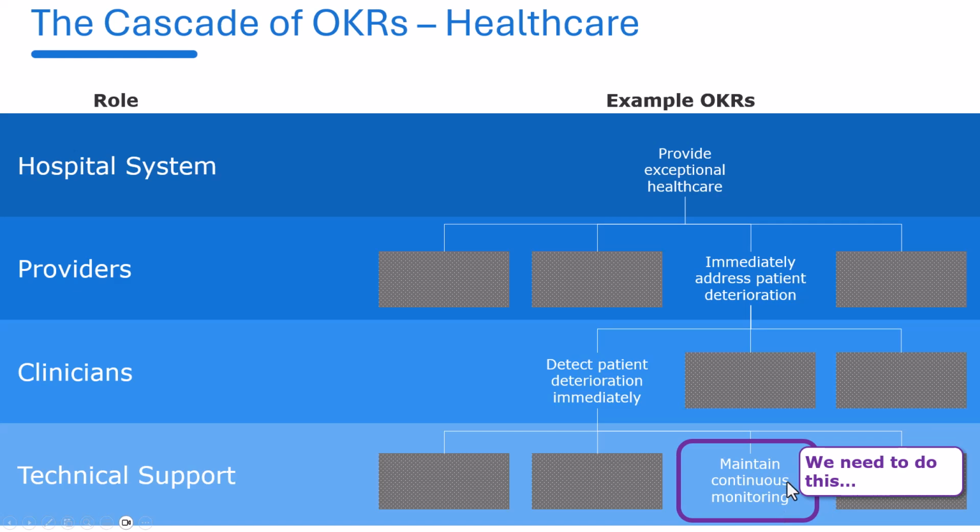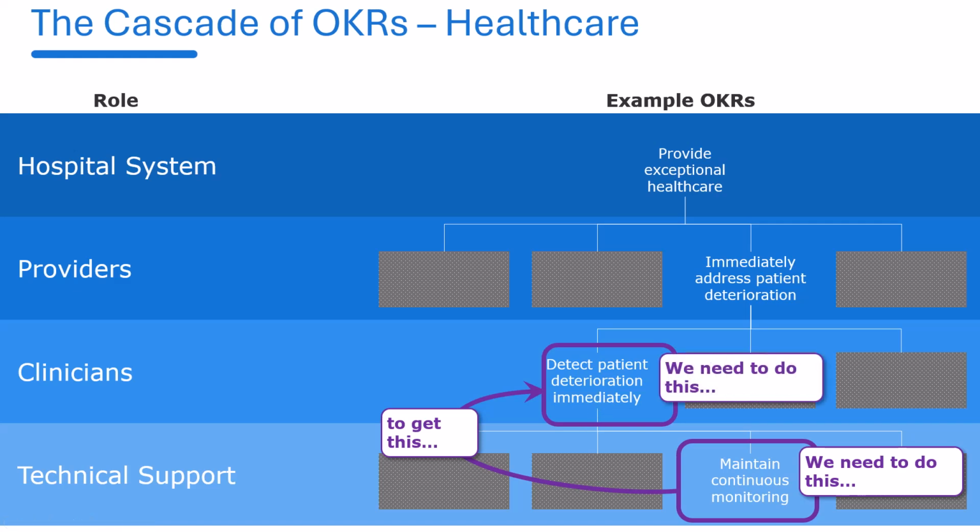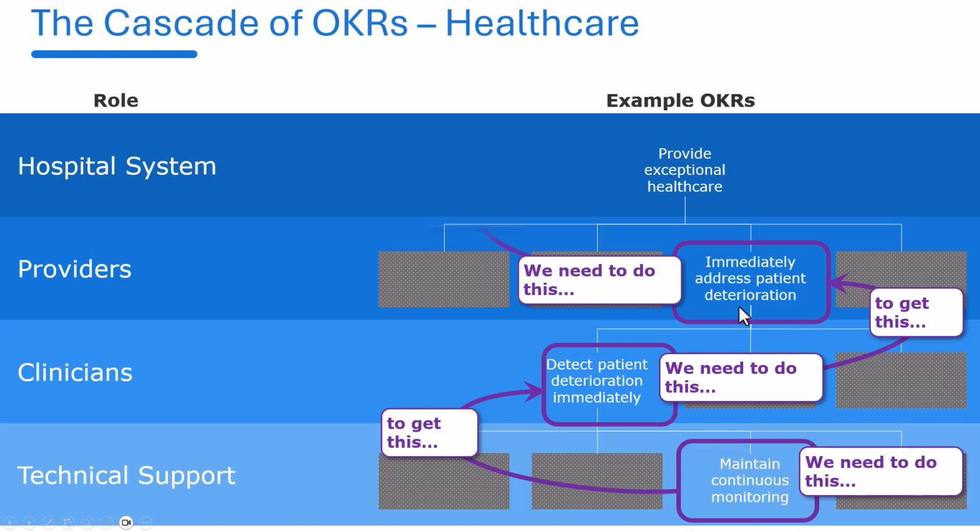In other words, why is it we need to maintain continuous monitoring? Well, we need to do this in order to get this next step. We need to do this in order to detect patient deterioration. Why is it we need to detect patient deterioration immediately? So that we can immediately address that deterioration. And why do we need to immediately address it? So that we can provide exceptional health care. So that framework from the bottom up is we need to do this in order to get that.